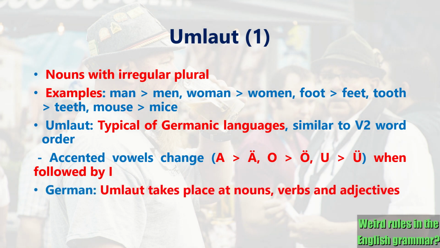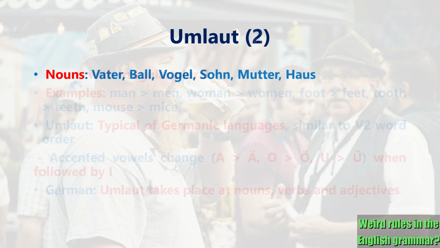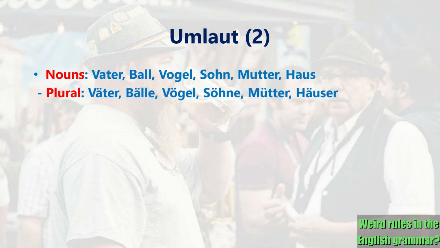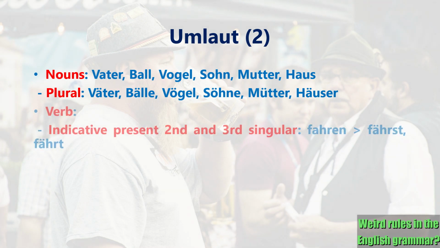In German, this phenomenon occurs in nouns, verbs, and adjectives, and these changes should be familiar to anyone who has studied this language. Specifically, nouns such as Vater, Ball, Vogel, Sohn, Mutter, Haus change their vowels to Väter, Bälle, Vögel, Söhne, Mütter, Häuser in the plural, and verbs change their vowels for second and third person singular indicative.